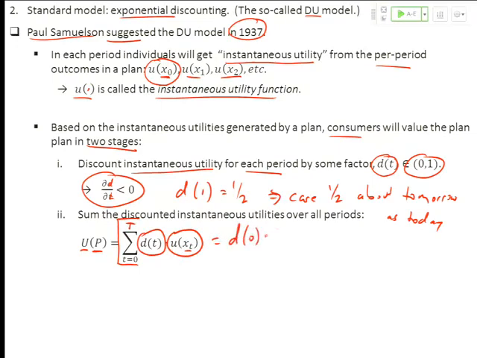We have d of 0 times u of x0 plus d of 1 times u of x1, et cetera, et cetera. Looks a lot like expected utility. Could d of 1 or d of something ever be greater than 1?